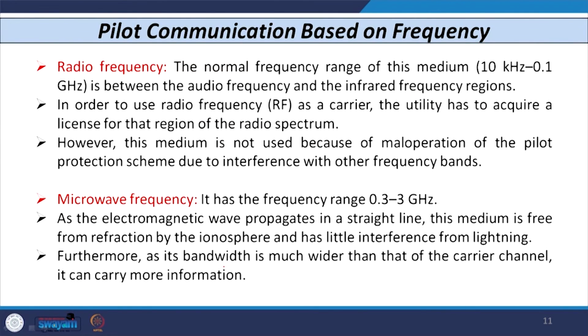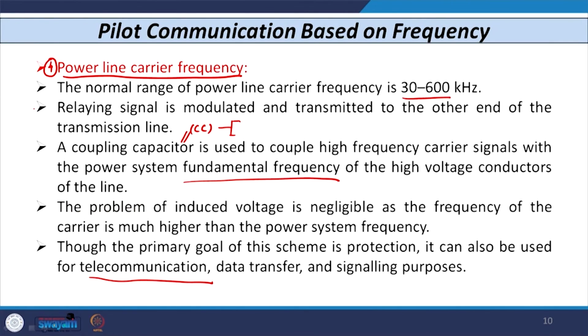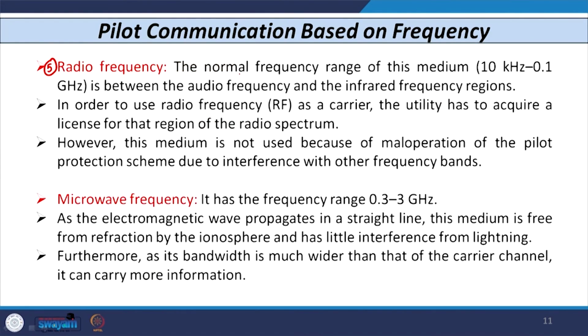The next type of scheme, the fifth one, is based on radio frequency. As I told you in the earlier case, in the power line carrier frequency scheme we generate the high frequency carrier itself in the substation and then superimpose it with the fundamental frequency and transmit, whereas here in radio frequency the concept is entirely different.